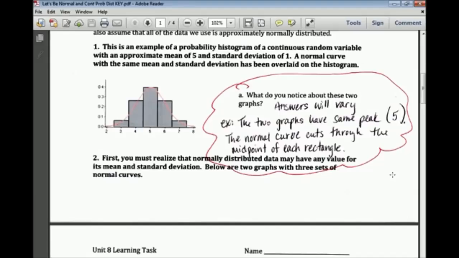Up to, what do we have on here? 3.5 standard deviations of the mean. It's just about everything. All right, so let's look at this, number 1 on your learning task yesterday.